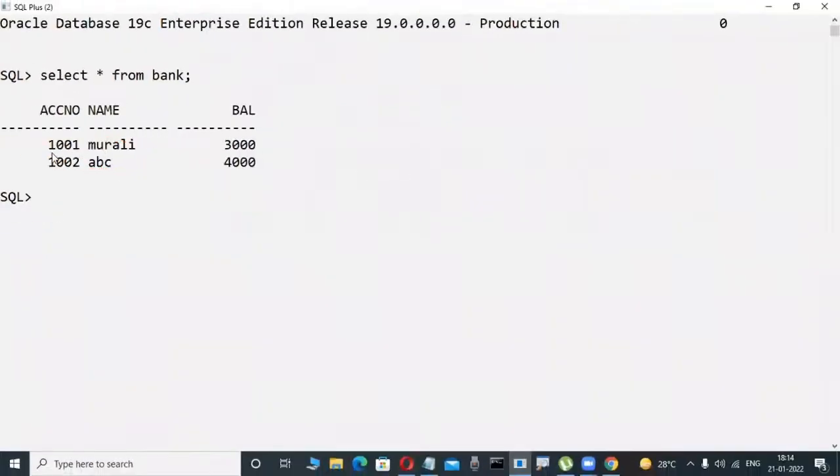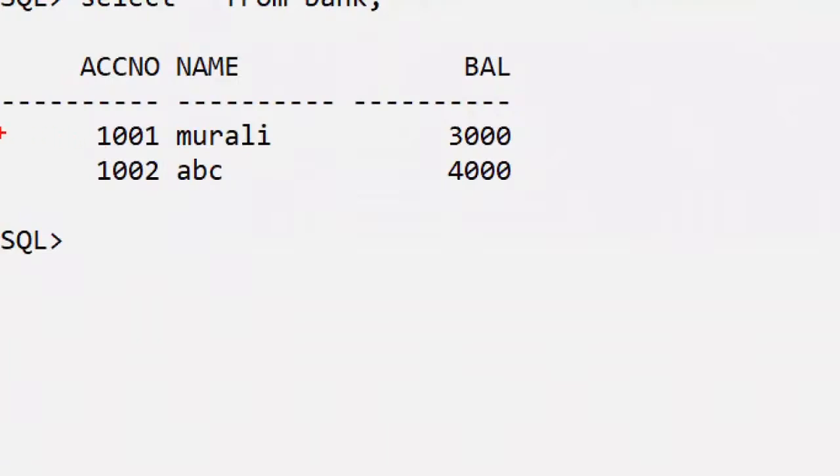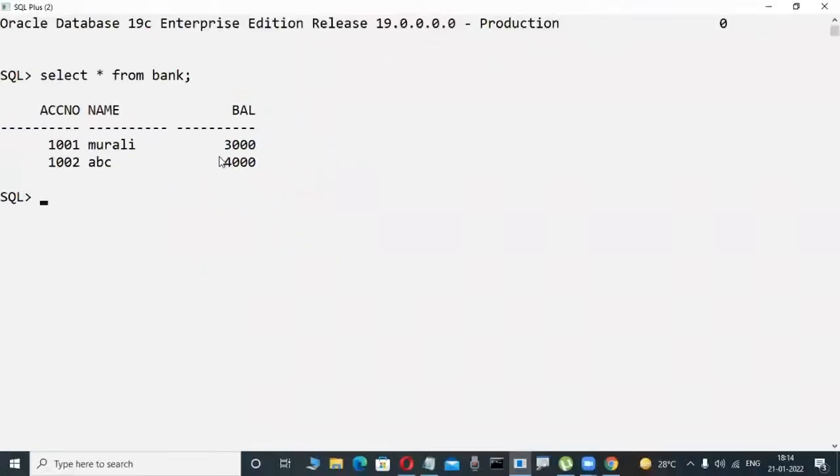Suppose this data, observe it for 1 minute. 1001 is an account number. My name is Murali, and I'm an account holder. My balance is how much? 3000. Observe here, my balance is 3000, for example. Now check out the scenario. Slowly observe it here.